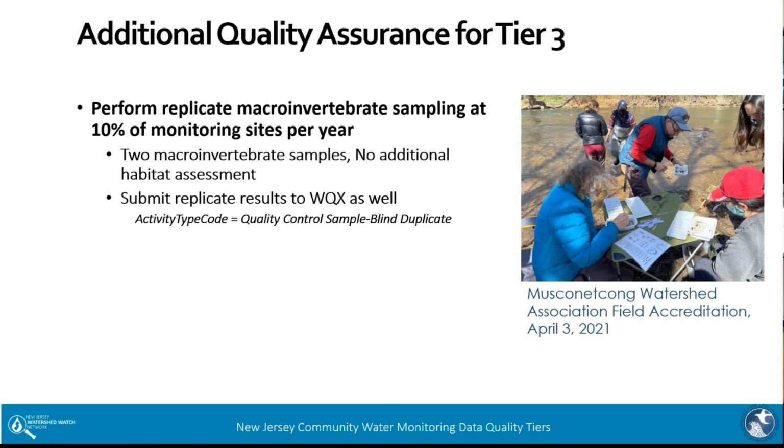And this data gets submitted, the original data as well as the replicate data, to the water quality portal, which is abbreviated as WQX. And there's a specific code that you put in there that says that it's a duplicate, so that when DEP looks at your data, they're not counting that the stream had 2 samples taken. It's just to see if we're training you accurately, and if we need any follow-up on that.